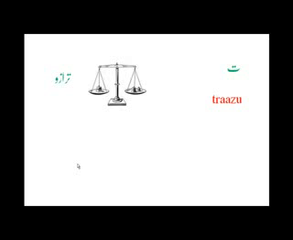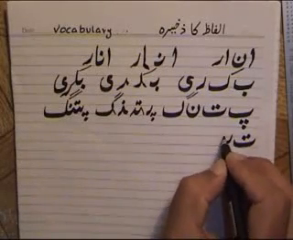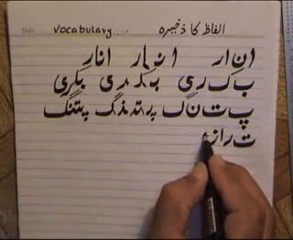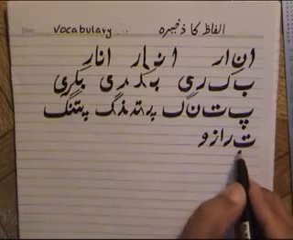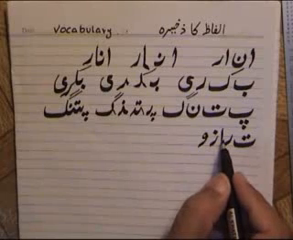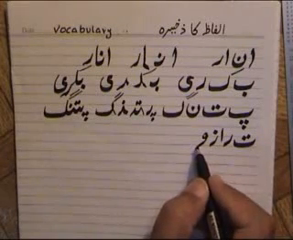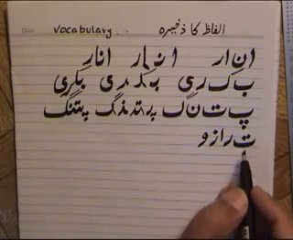Te tarazu, scale. Te tarazu. So tarazu, tar, te, re, tar, tarazu. So we need five sounds. Tarazu. So here te is connector, re is non-connector, alif is non-connector, ze is non-connector, and vav is non-connector. So except te, they all are non-connectors.